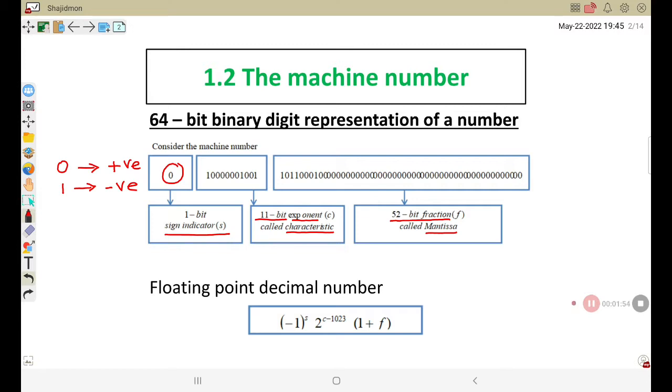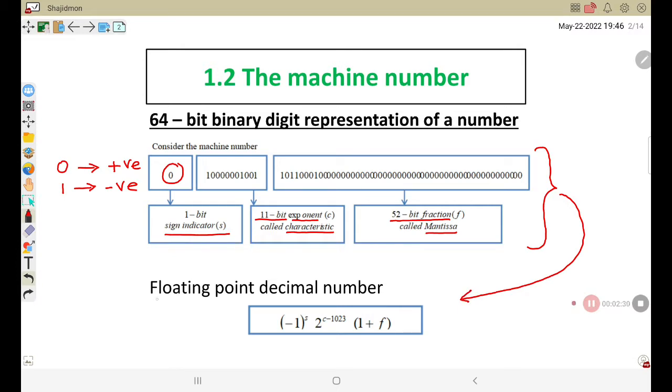So the 64-bit binary we are classifying in three parts. One is the sign indicator part, 1 bit, represented by small letter S. Then the next 11 bits we are calling the exponent or characteristic part, representing C, and the next 52 bits the fractional part or mantissa. Now from this 64-bit representation, whatever number you entered in your computer, we can use this rule for finding the decimal number.